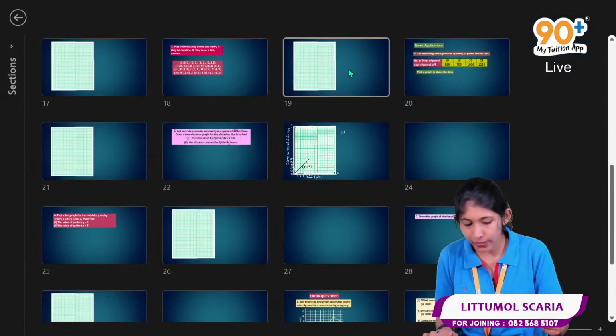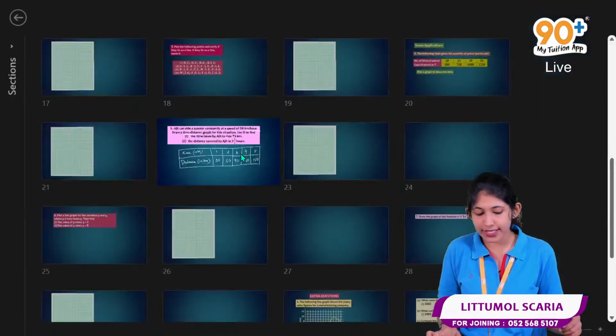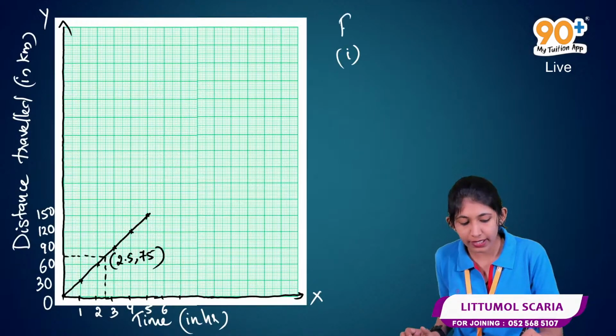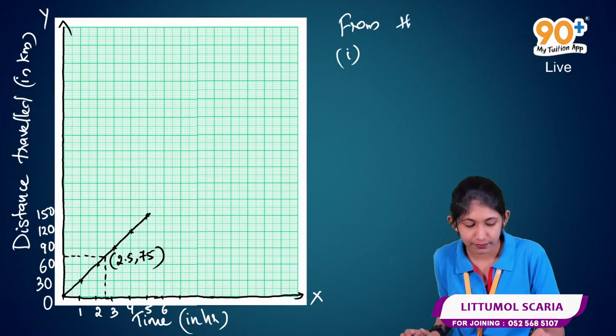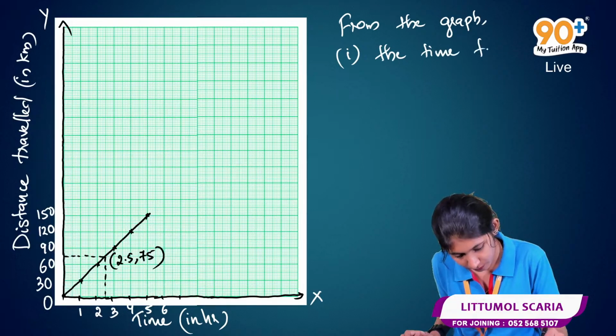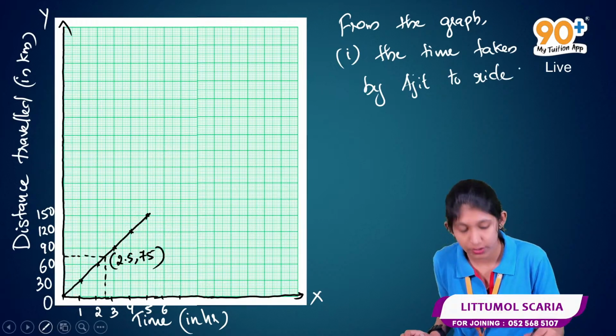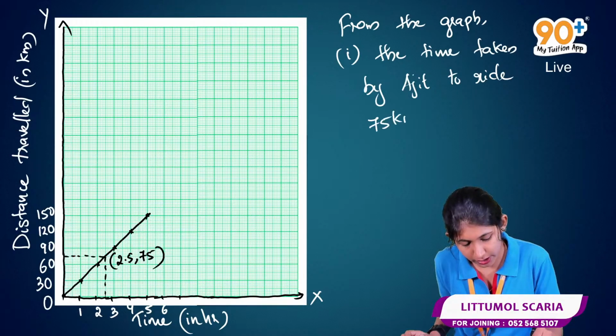First, write the question number 1. The time taken by Ajit to ride 75 kilometer. From the graph, the time taken by Ajit to ride 75 kilometer is how much?